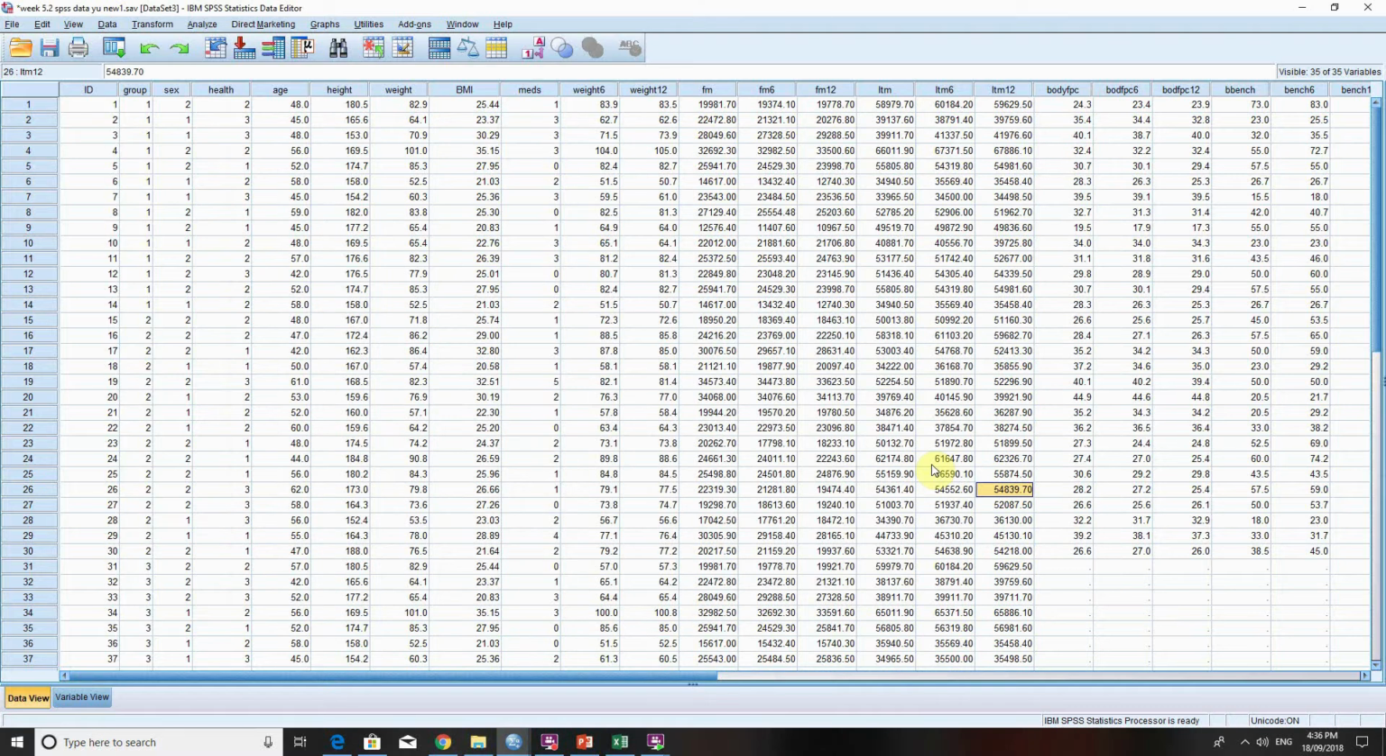What I'm going to do is look at two groups and one variable. So I'm going to see if there's a difference between men and women in the 6 meter usual walk test.